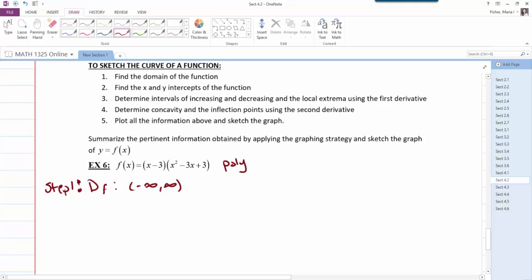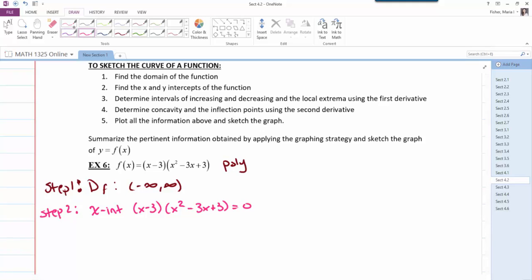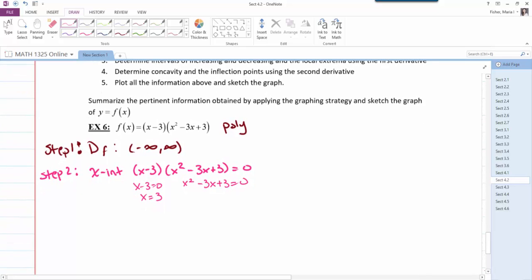Step 2 is asking me to find the x and y intercepts. Well, for my x-intercept, what I need to do is set the function x minus 3 times x squared minus 3x plus 3 equal to 0 and solve for x. Well, I know I'm allowed to set each one of these individually equal to 0. For the first one, I get x is equal to 3. And for the second one, x squared minus 3x plus 3 equals 0. Well, that doesn't factor, so I can always use a quadratic formula to solve it.